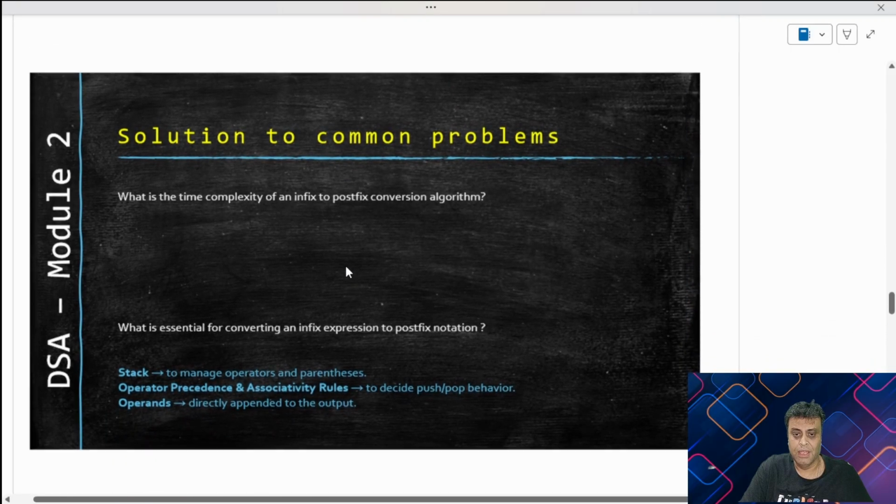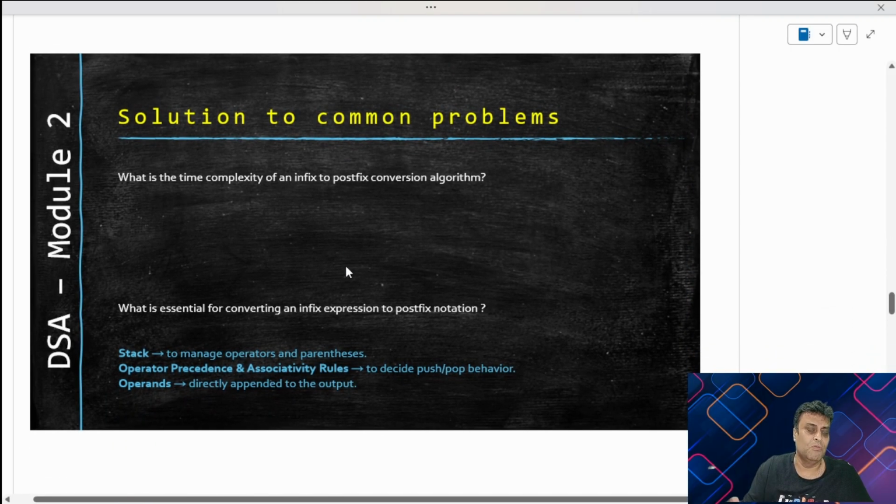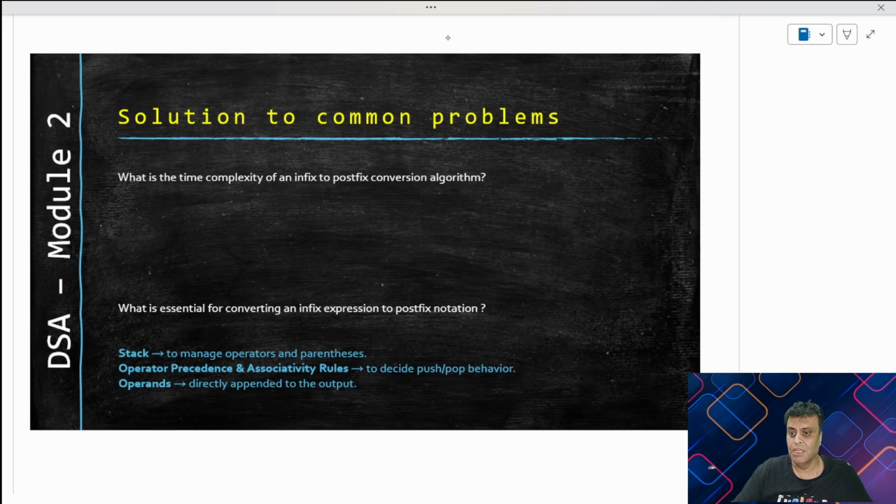Next, we did what we wanted to cover as far as the theory is concerned. Now we will try to solve some problems. What is the time complexity of an infix to postfix conversion? What happens in infix to postfix?